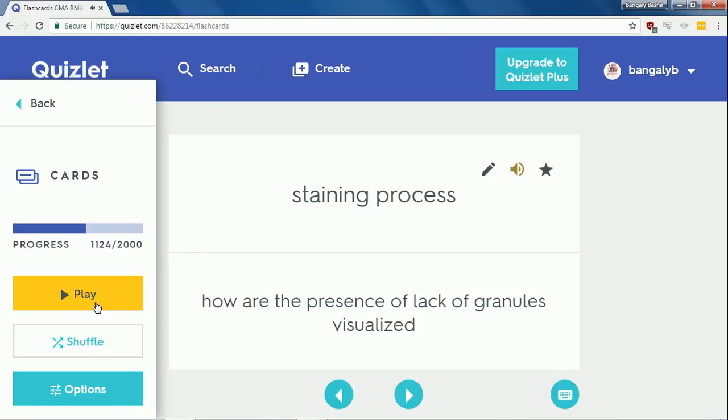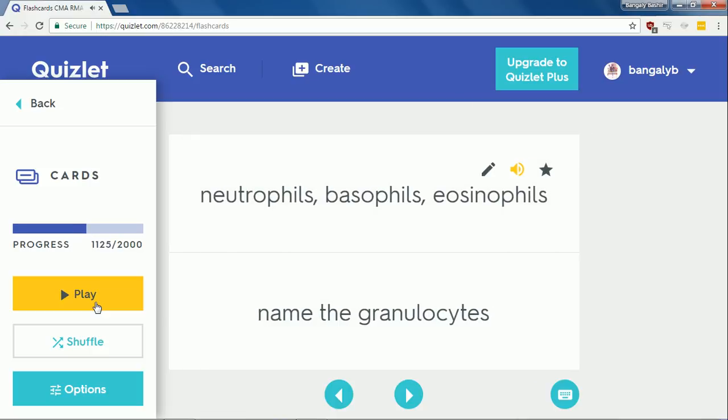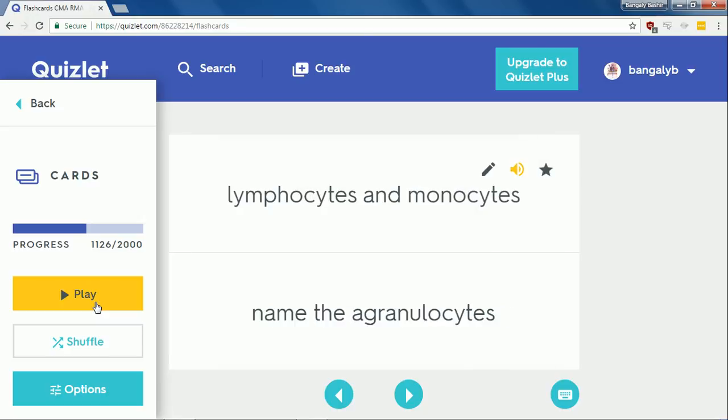Staining process. How is the presence or lack of granules visualized? Neutrophils, basophils, eosinophils. Name the granulocytes. Lymphocytes and monocytes. Name the agranulocytes.